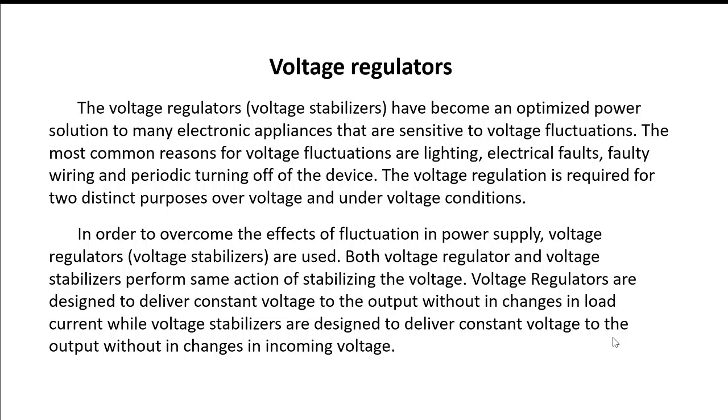The most common reasons for voltage fluctuations are lightning, electrical faults, faulty wiring, and periodic turning off of the device. Voltage regulation is required for two distinct purposes: over voltage and under voltage conditions. In order to overcome the effects of fluctuations in power supply, voltage regulators are used.